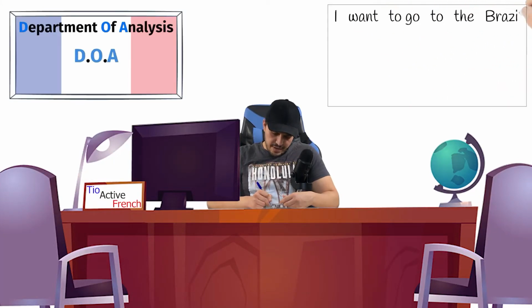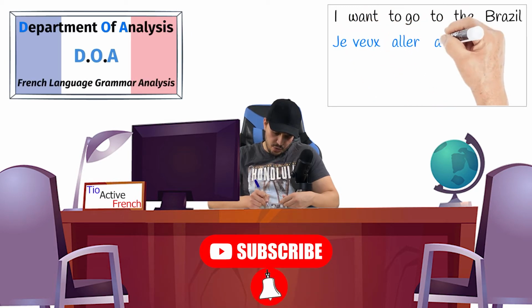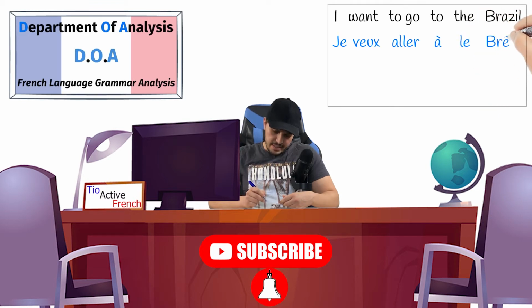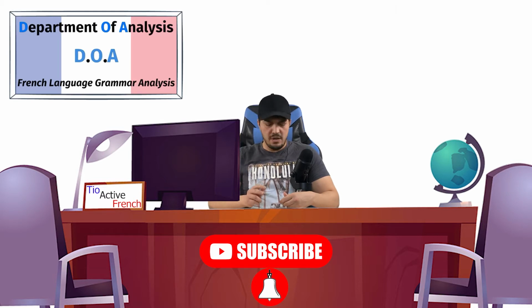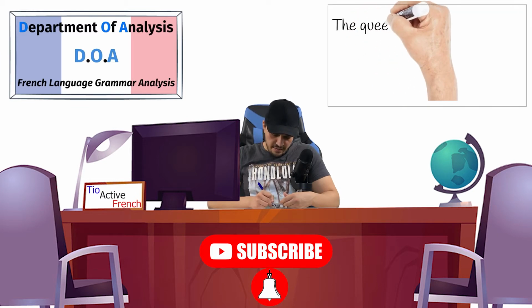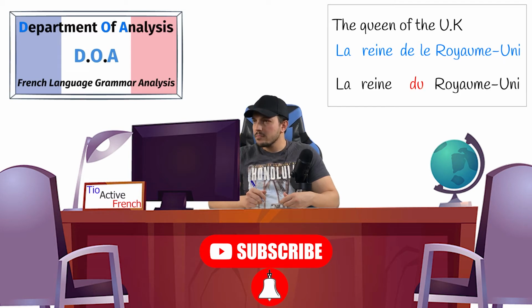All right, I want to say, I want to go to Brazil in French language. I want to go to the Brazil. Let me check it out. Oh, what is this AU here? I don't know. All right, just forget about it. I want to say the Queen of the UK. The Queen of the UK. That should be it. What is this DU here? I really don't know what these are.